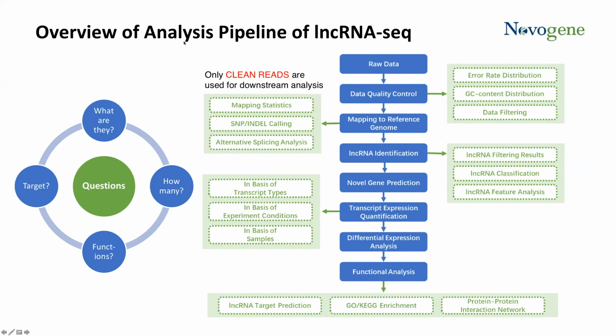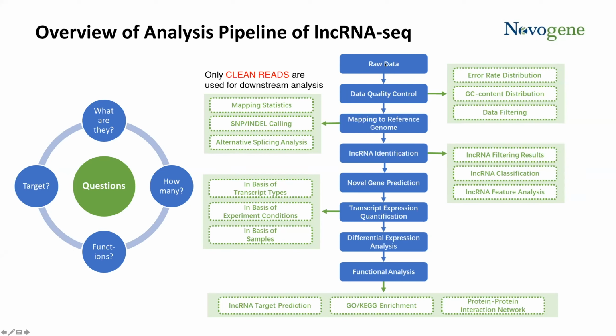So this slide shows an overview of the analysis pipeline. The first question we ask in this analysis is, what long non-coding RNA sequences are present in your sample. Next question we ask is how many are present? And then we ask what is their biological function? And then we ask what's the target messenger RNA? This also includes comparing between groups and figuring out differential expression analysis.